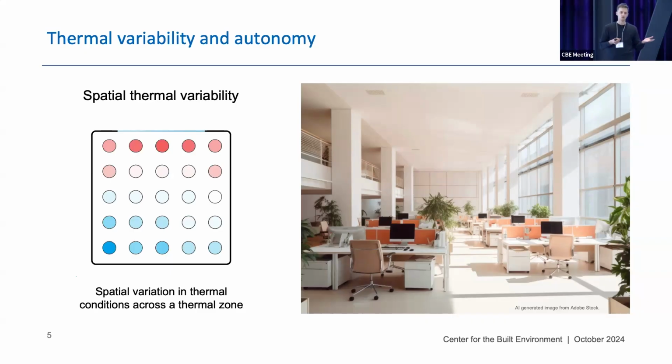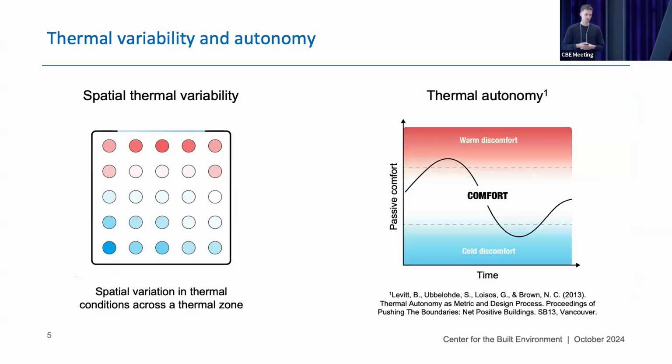And what this actually means is that we talk about the spatial variation in thermal conditions across a space. So if you look at the right-hand side of the slide, you see a situation that's pretty typical for many modern buildings where we have a highly glazed facade, the sun is coming in. And what that means is that closer to the window, it can be much warmer than deeper into the room. So that's what we call spatial thermal variability.